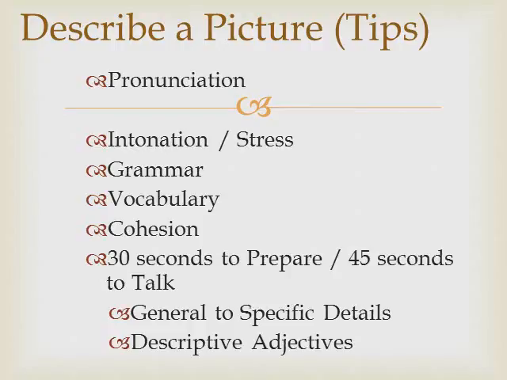When you think about Part 2, you have 30 seconds to prepare, and then there are 45 seconds to talk about the picture. First of all, start with general and move to specific. So say the main idea of the picture. What is happening overall in the picture? Then go through specific details.